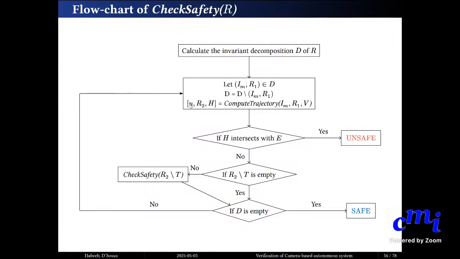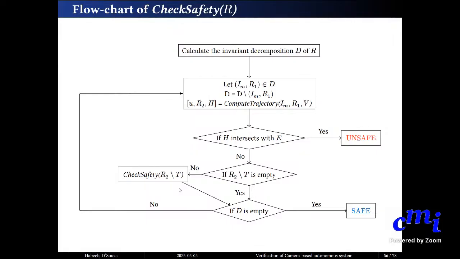Okay, you compute that, and then if H intersects with E, what is E? E is the set of triangles. Oh, okay, those are the obstacles. Then it's unsafe. If not, I check if there are some vertices, I mean some trajectories, which are not yet inside the target region. If there are such vertices, I'll do this step again. Otherwise, I'll return safe. So there's a recursive call here, basically. Yes, sir.